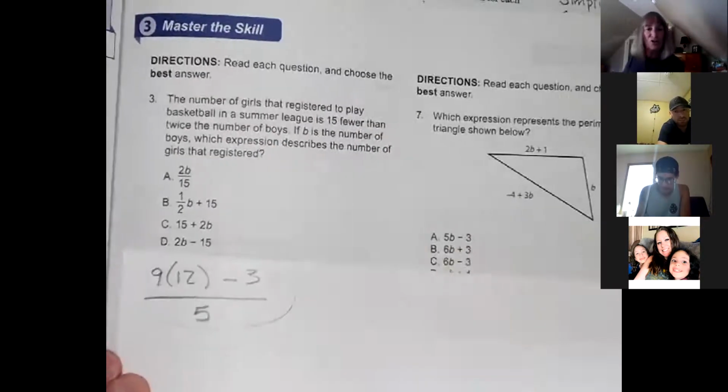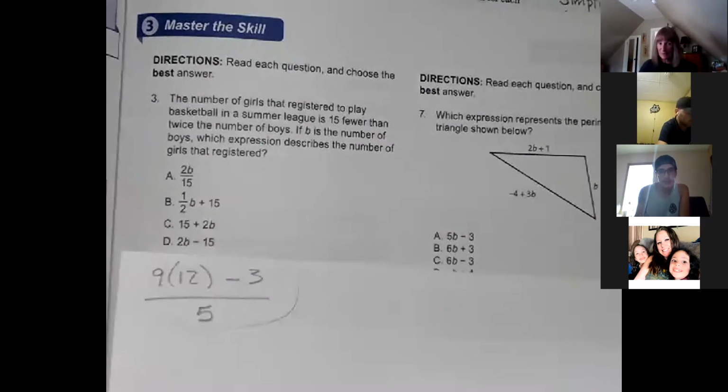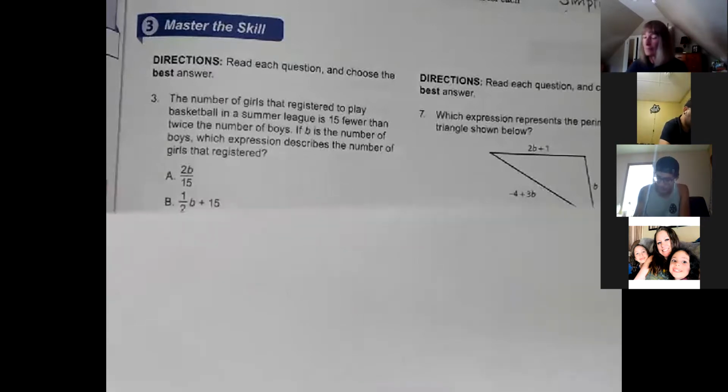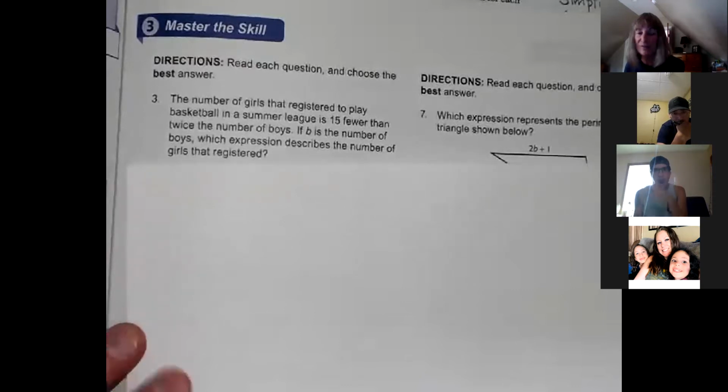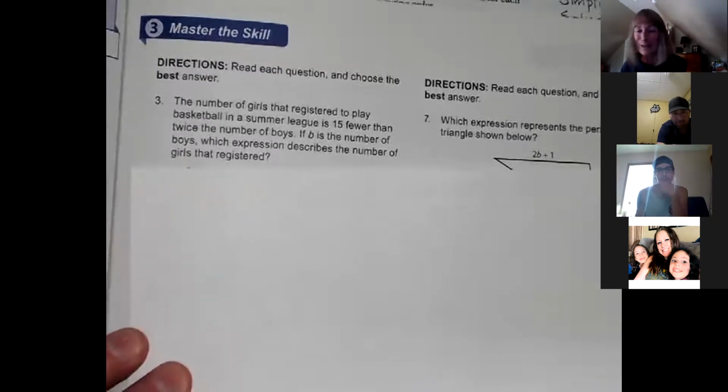Okay, number of girls that registered to play basketball in a summer league is 15 fewer than twice the number of boys. If B is the number of boys, which expression describes the number of girls? Okay. I have to think about it first before I let myself look at the answers.